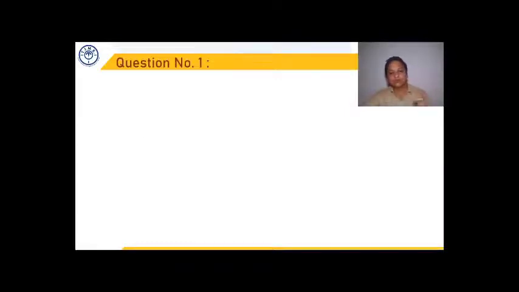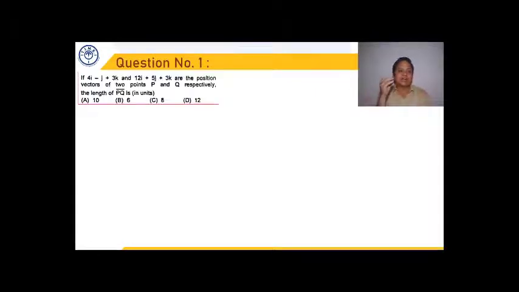Now let's come to question number 1 of the handout. It says a vector 4i minus j plus 3k and 12i plus 5j plus 3k are the position vectors of two points P and Q respectively with respect to some origin. We have to find the length of PQ. We have to first find the vector PQ and then we take the modulus of that vector PQ to get the length of the vector PQ.